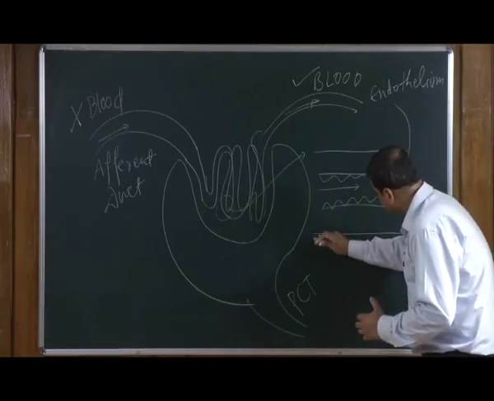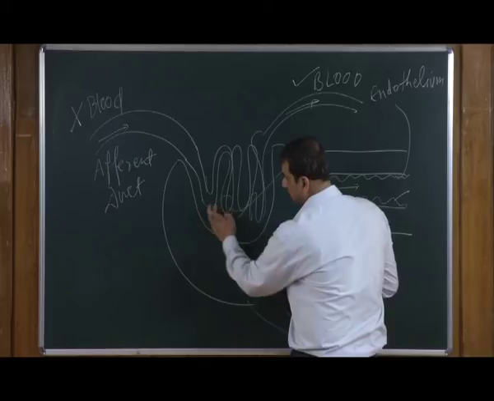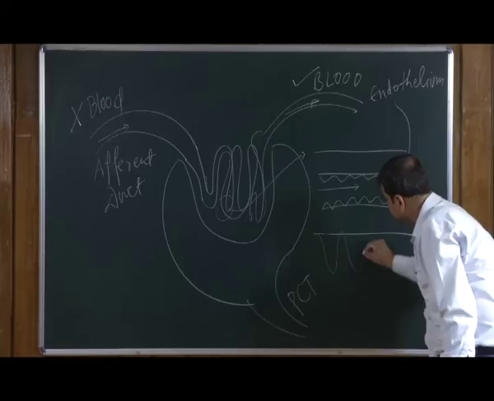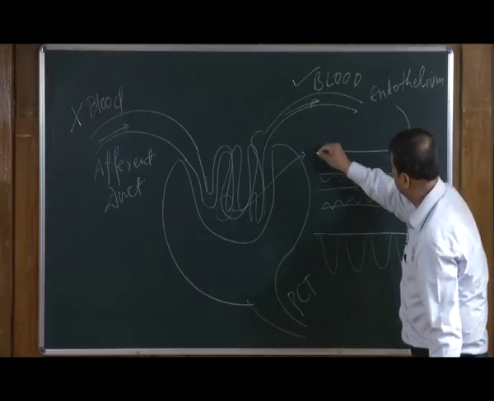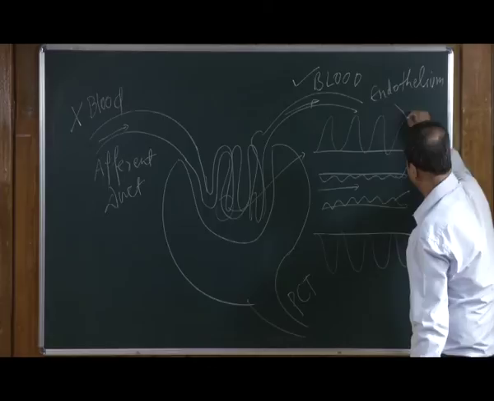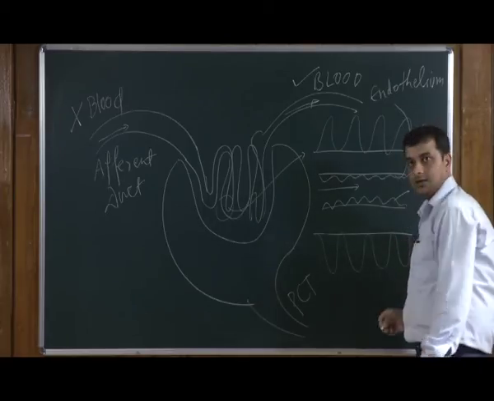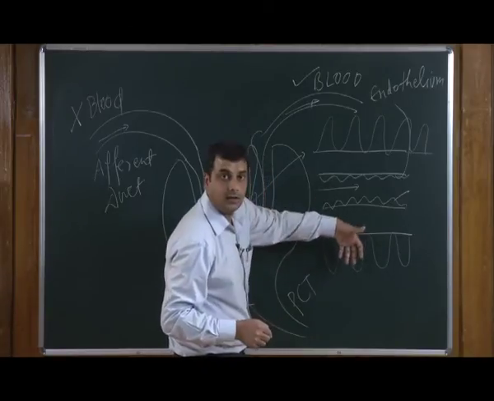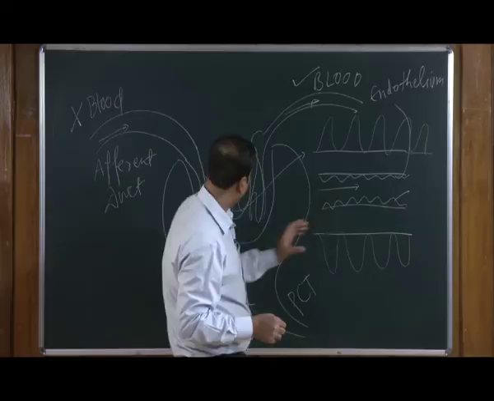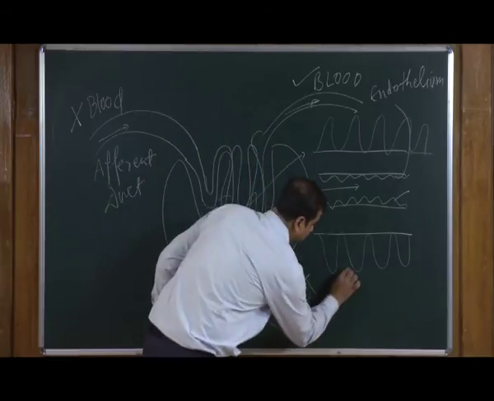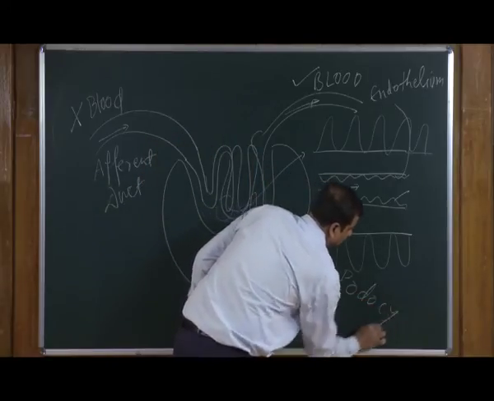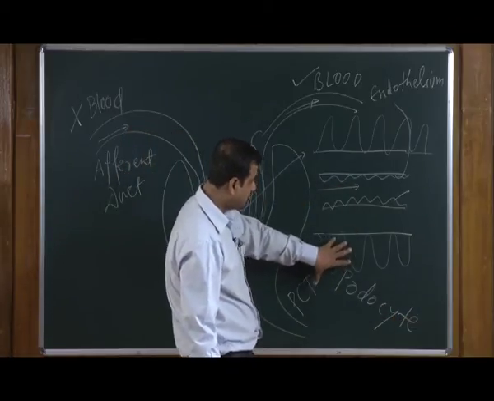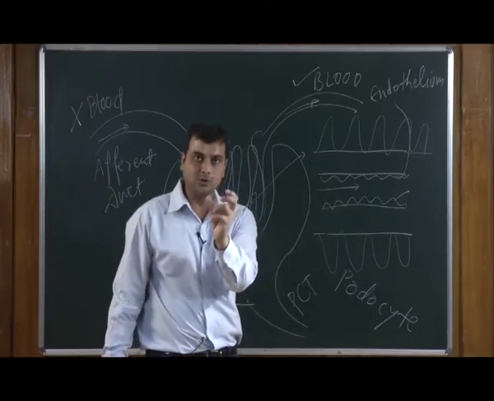The outer covering is the epithelium, this outer area. The outer area of this one has a lot of projections. So, here also a lot of projections are there. These are very unique capillaries in the human body, and the finger-like projections in the outer epithelial layer of this capillary are called podocytes.